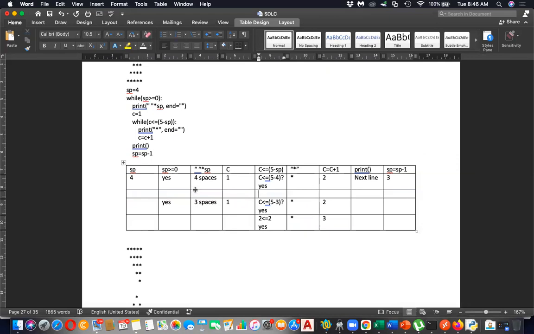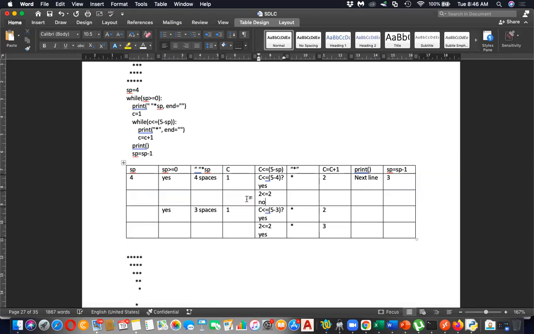Then you have to check whether 2 is less than or equal to 2. It's no. So 2 less than or equal to 1, it's no. So no asterisk will be there. But here you have two asterisks. After two asterisks, now C is 3.